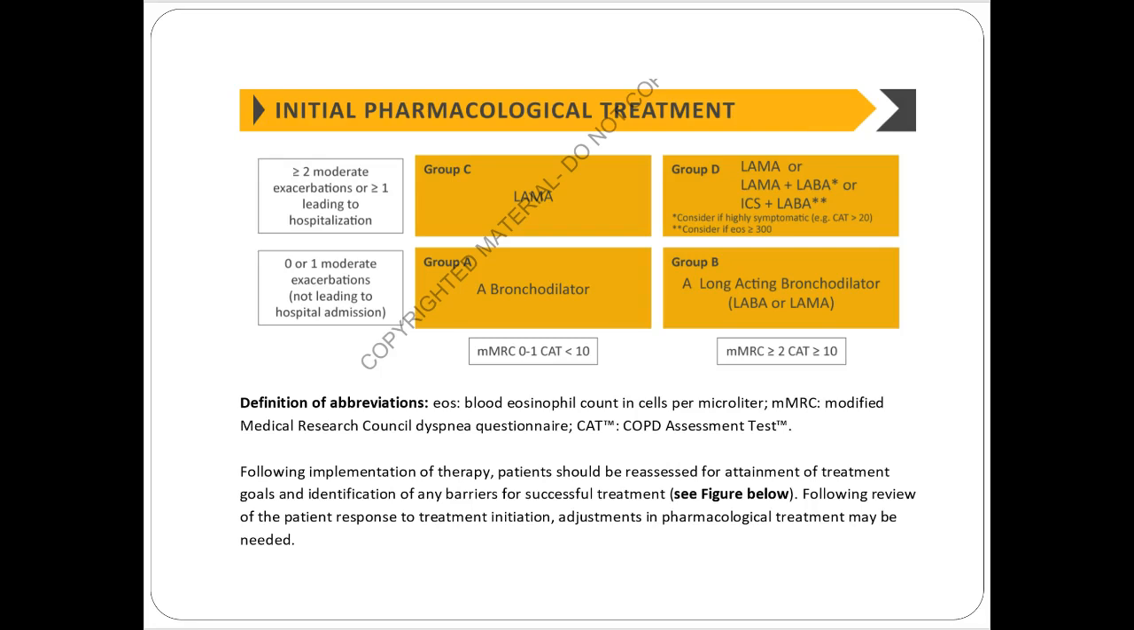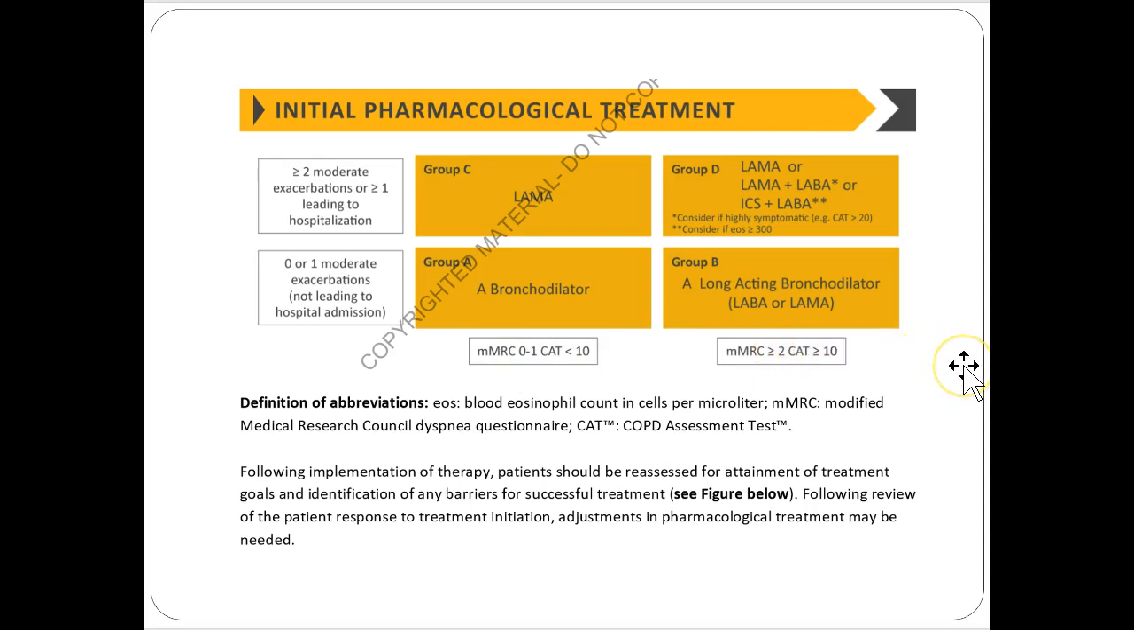The GOLD guidelines recommend a couple things for pharmacologic treatment. So basically they separate people into a couple categories. So there's the 0 on this side. You have the 0 to 1 moderate exacerbations not leading to hospitalization, or more than 2 exacerbations or greater than 1 leading to hospitalization. I think that's within the last year or 2 is what that time frame is. Then there's a couple things over here. There's the MMRC, Modified Medical Research Council Dyspnea Questionnaire. And there is the CAT, which is COPD assessment test.